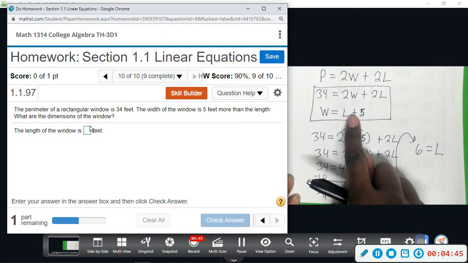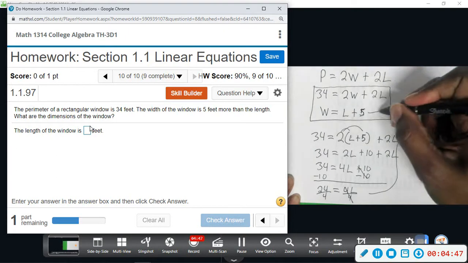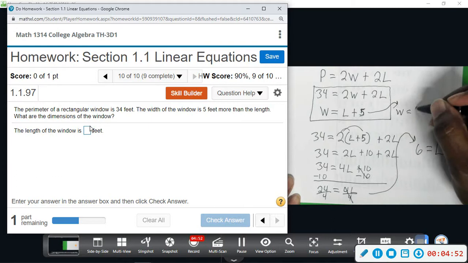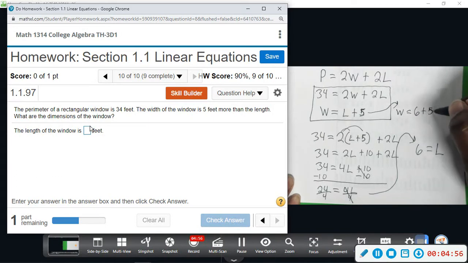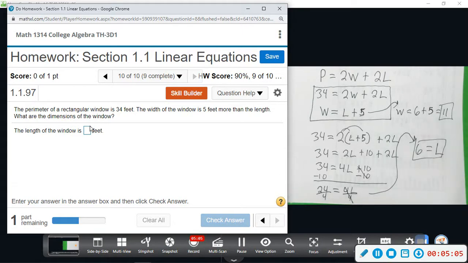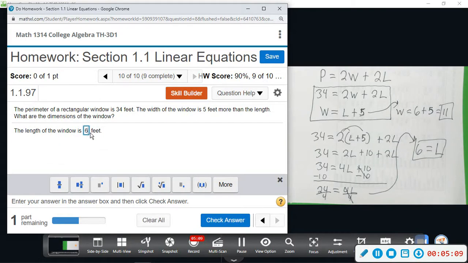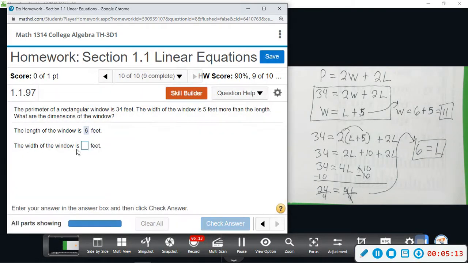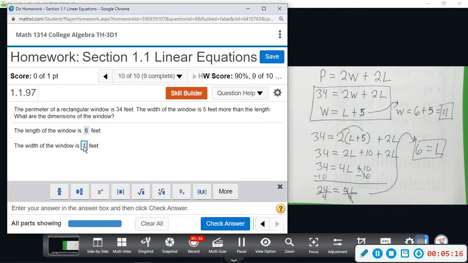And so if we use that fact, we can solve for W. W equals 6 plus 5, which is 11. So we get W as 11, the length is 6. So the first part says the length of the window, that will be 6 feet. And then the width of the window will be 11 feet.